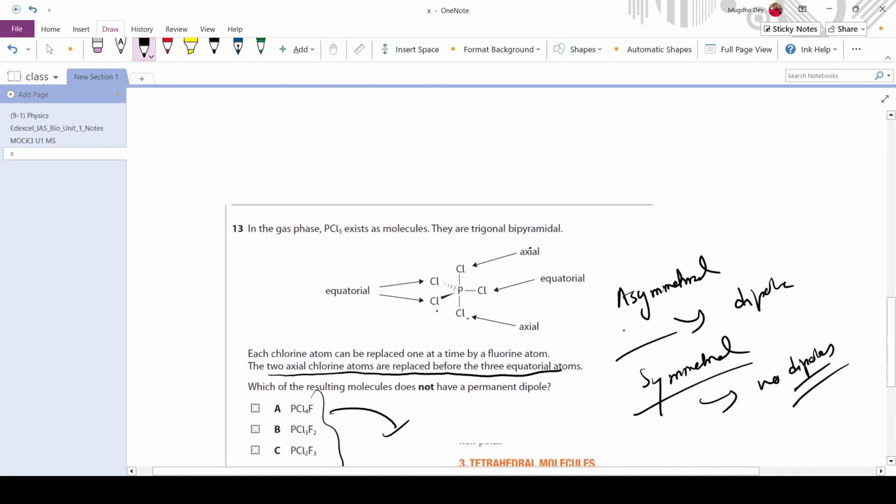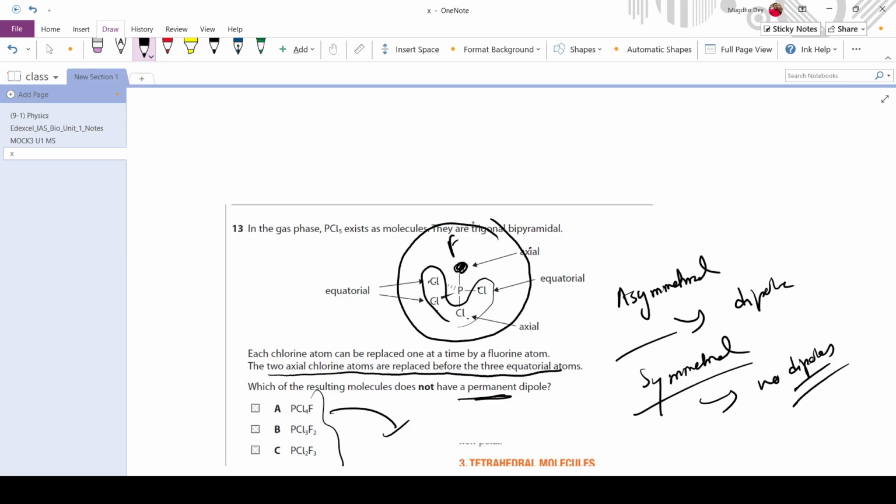Something like this happens when you replace an axial position chlorine with fluorine. You can clearly see these four will cancel out the polarities, but the PF bond will remain. So as a result, it will have a permanent dipole. And how will you understand the molecule has a permanent dipole? When you conclude that the molecule is polar. Any polar molecule will have a permanent dipole, right? So since this is polar, it will have a permanent dipole, so that option is out of the equation.